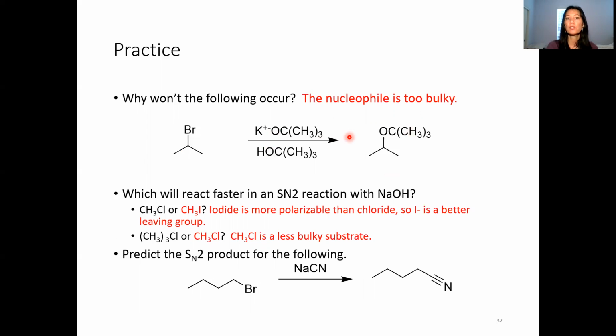What likely occurs in this situation is an elimination. You deprotonate an H here, and you kick out bromide, form a double bond.